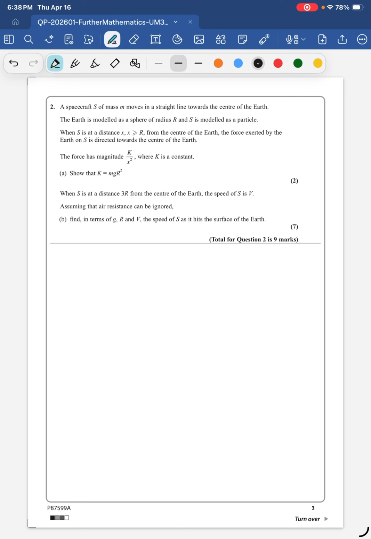So, when S is at a distance 3r from the center of the Earth, the speed of S is v. Assuming that air resistance can be ignored, find, in terms of g, r, and v, the speed of S as it hits the surface of the Earth. This awards 7 marks, so it's a difficult question.